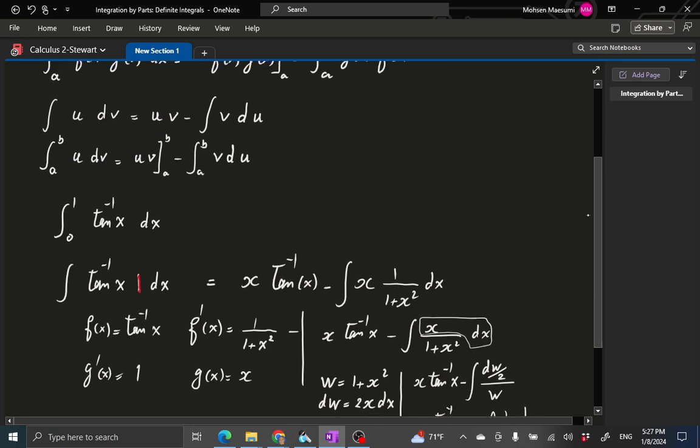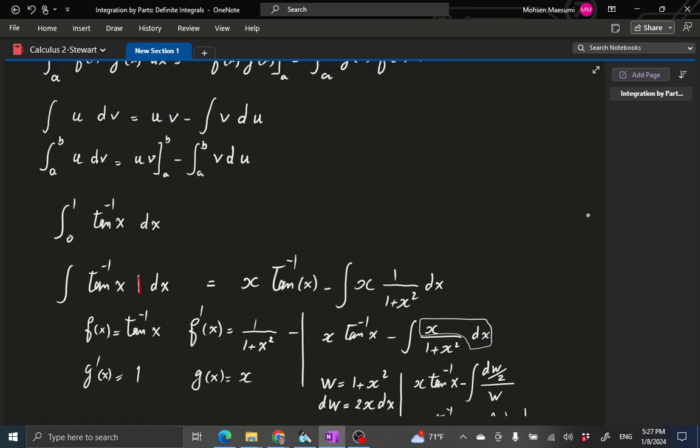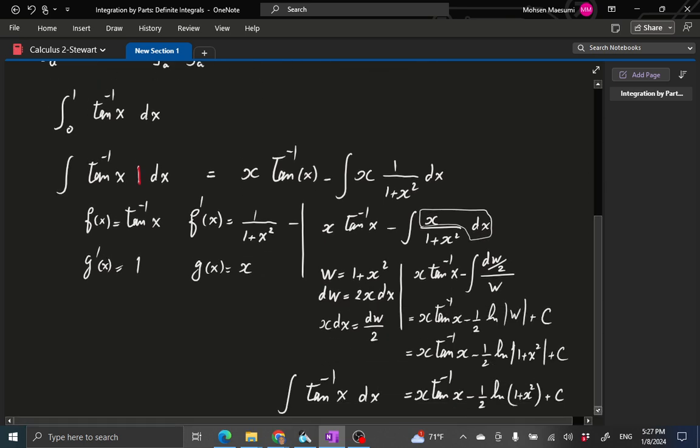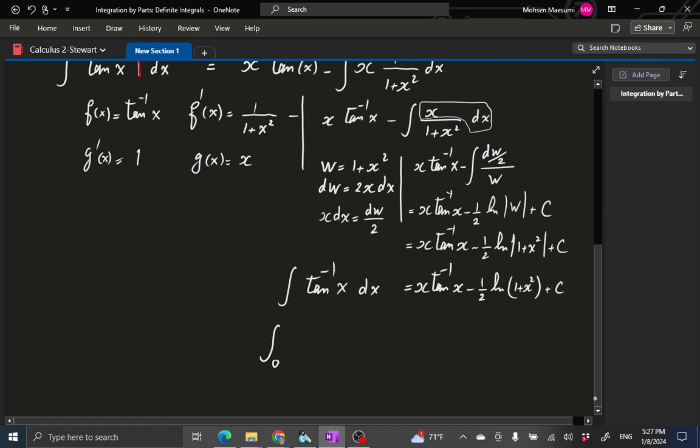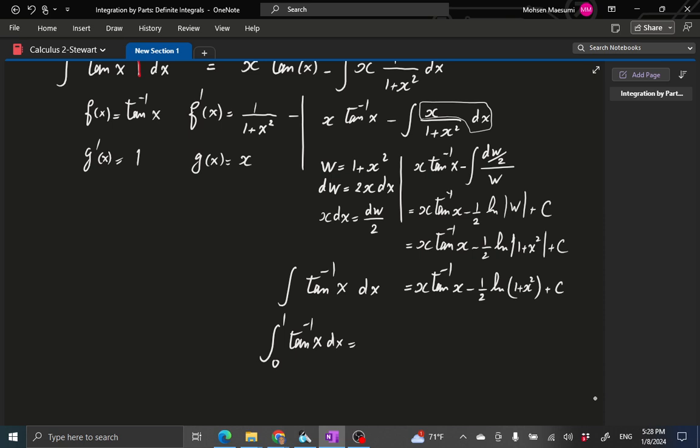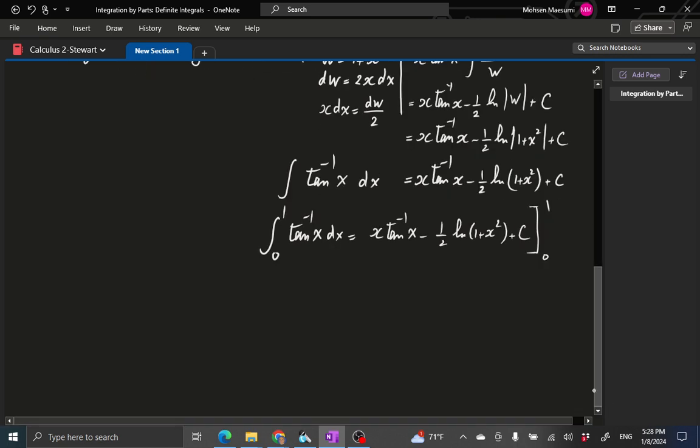What was our original question? The original question is how about from 0 to 1, if you want a definite integral, 0 to 1 of tangent inverse of x dx, that means all of these things have to be calculated between 0 and 1. So first let me write all of this, x tangent inverse of x minus 1/2 of logarithm of 1 plus x squared. And if you want to keep the constant, or you want to throw it away, either way, 0 and 1. So I go ahead and calculate it at 1.